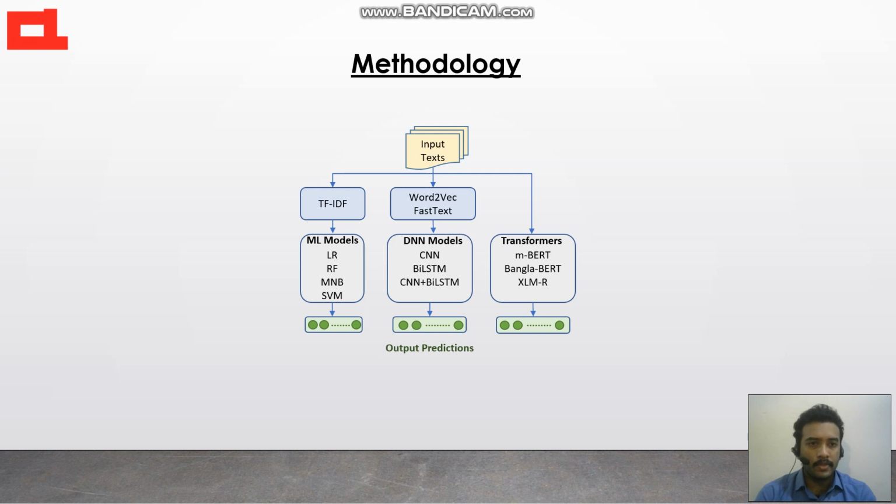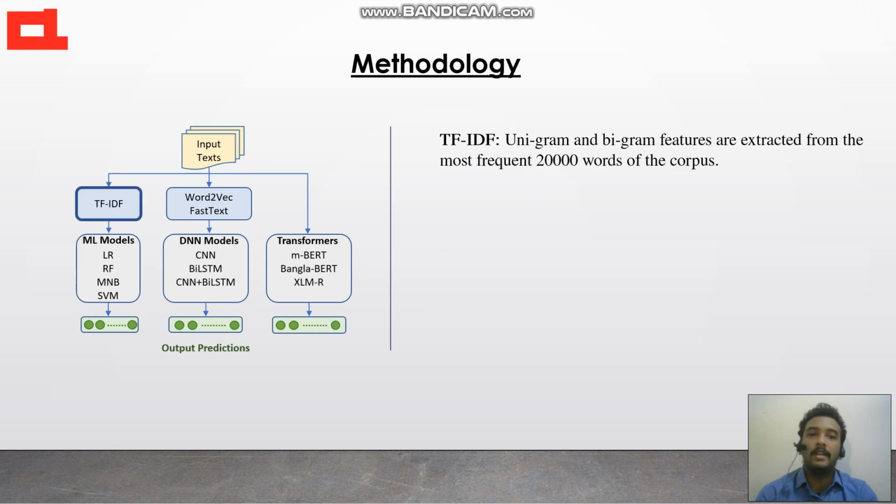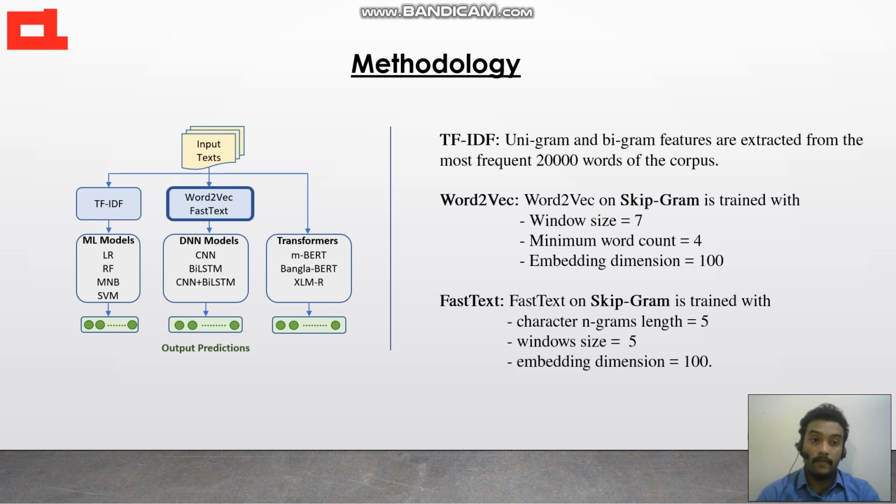This figure shows an abstract view of the strategy used. Various feature extraction techniques such as TF-IDF, word2vec, and fastText are used to train ML and DNN models. For TF-IDF, we used the most frequent 20,000 words and extracted unigram and bigram features. Word2vec and fastText embeddings are both trained on the skipgram algorithm, and an embedding dimension of 100 is used. In word2vec, window size 7 and minimum word count 4, and in fastText, window size 5 and character n-gram of length 5 have been chosen.